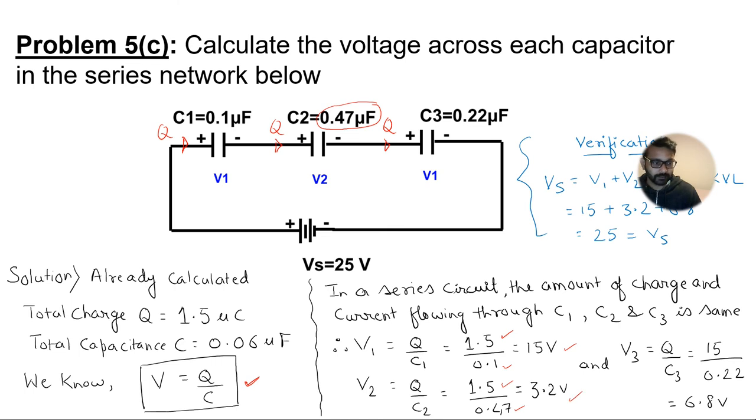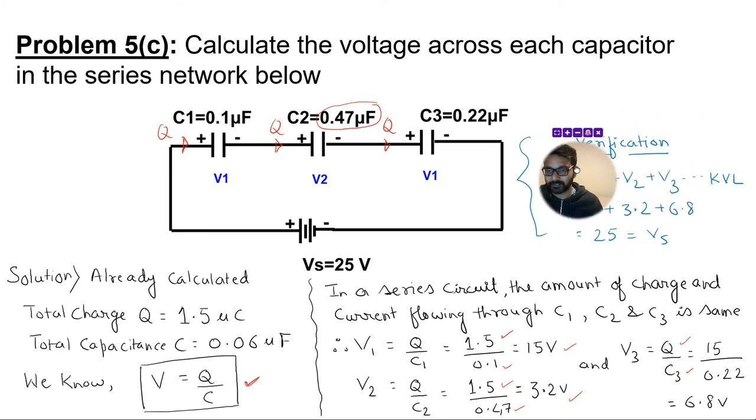And V3, in the same manner, will be Q divided by C3. Charge Q is 1.5 microcoulombs and C3 is given as 0.22 microfarads. So if we divide them, we end up getting 6.8 volts.